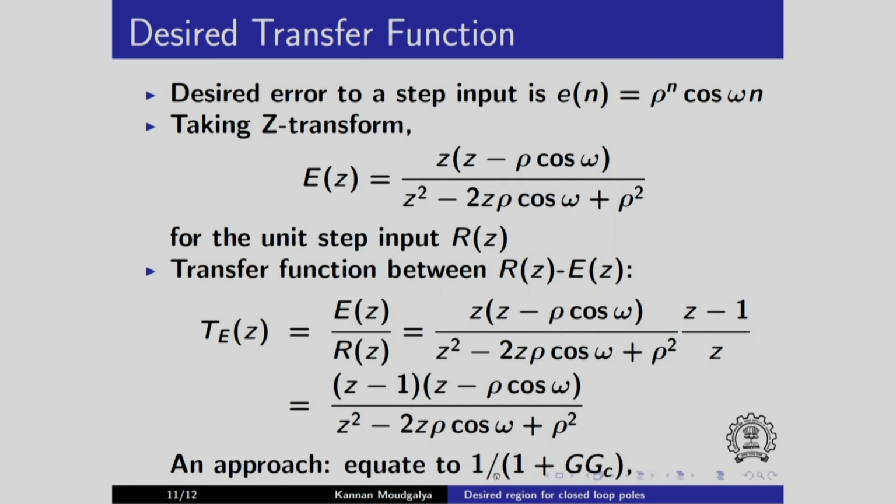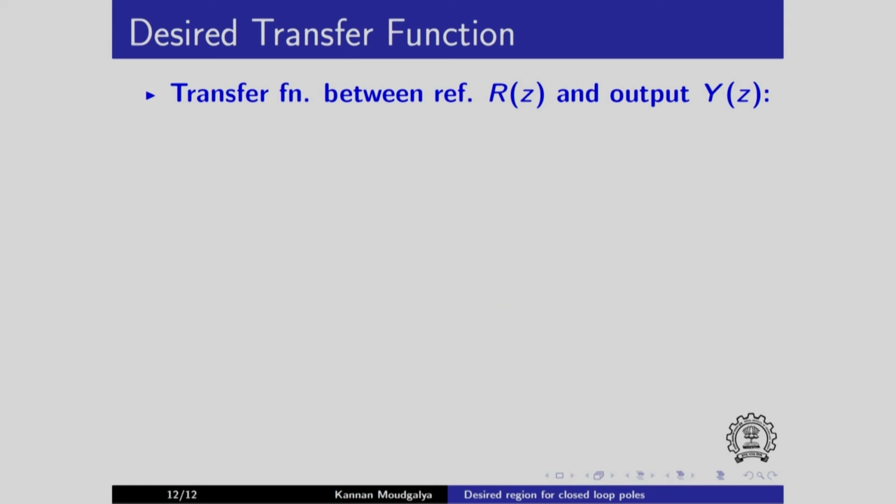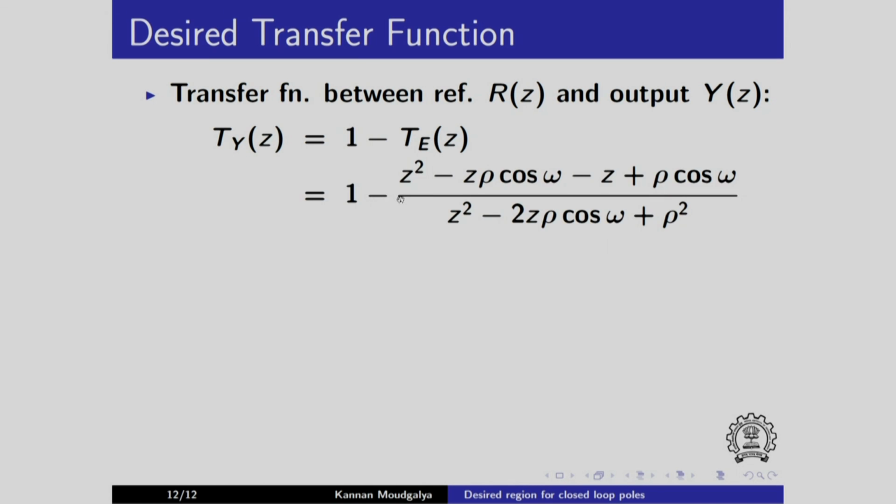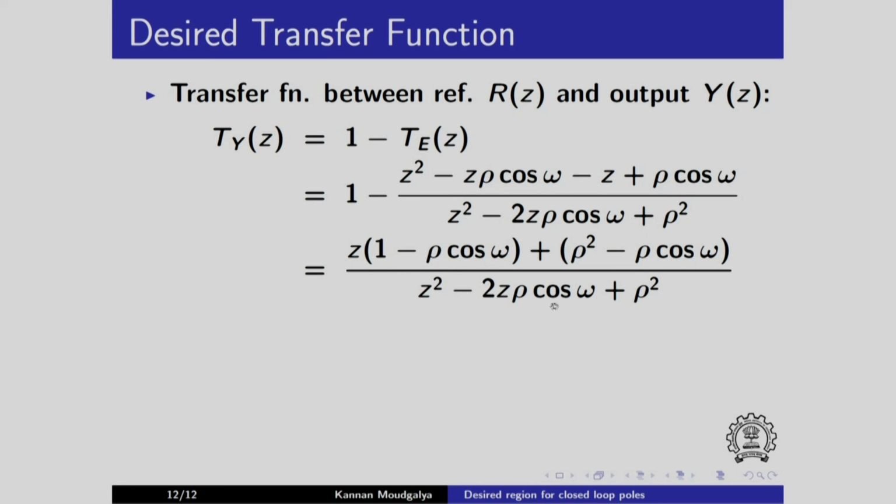One approach is to equate this to 1 over 1 plus G G_C and back calculate G_C. There could be some other approach as well. What is the transfer function between reference R of Z and output Y of Z? This is the Z transform of r of n, which is the reference signal or set point. This is the Z transform of y of n, the output. Now T_y of Z equals 1 minus T_e of Z. When I substitute and simplify, I get this expression.